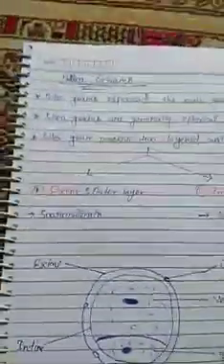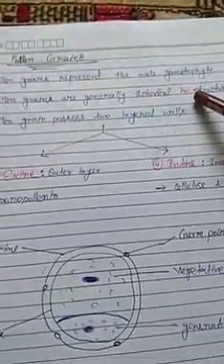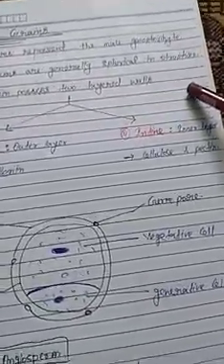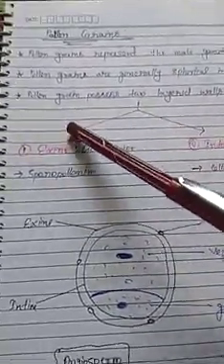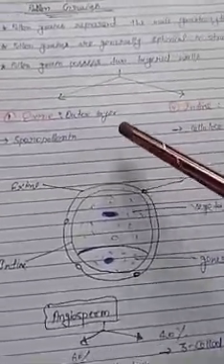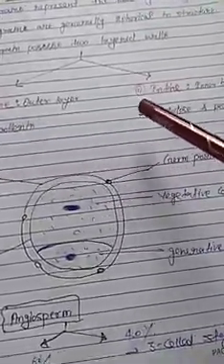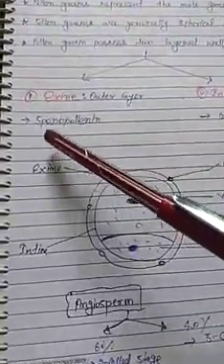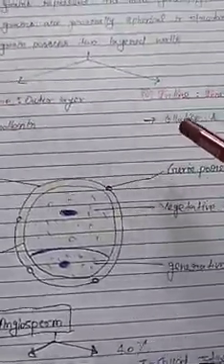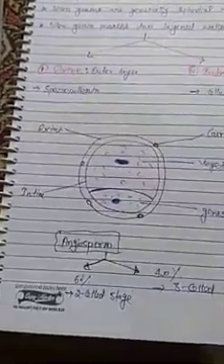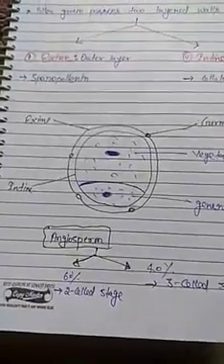Next heading is pollen grain. Pollen grain represents the male gametophyte. Pollen grains are generally spherical in structure. Pollen grain possesses two-layered walls. The outer layer is called exine and the inner layer is called intine. Exine is made up of sporopollenin, but intine is made up of cellulose and pectin.